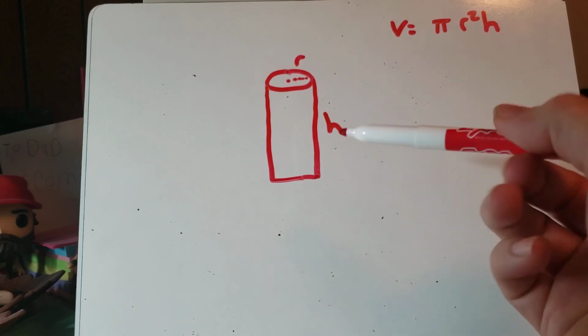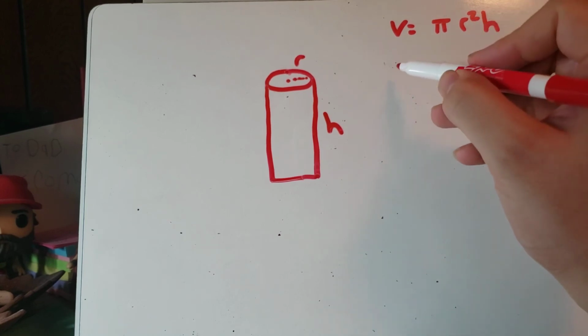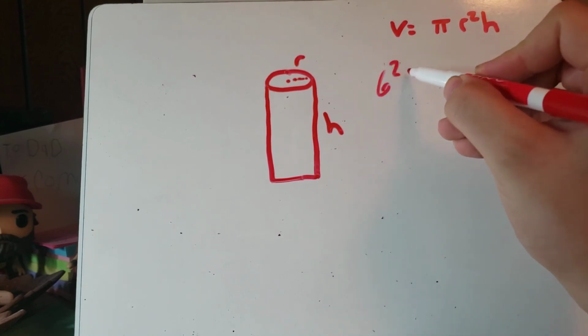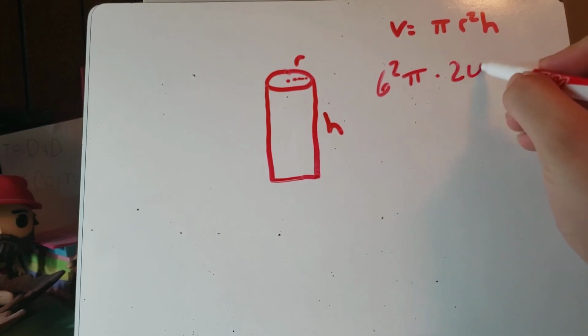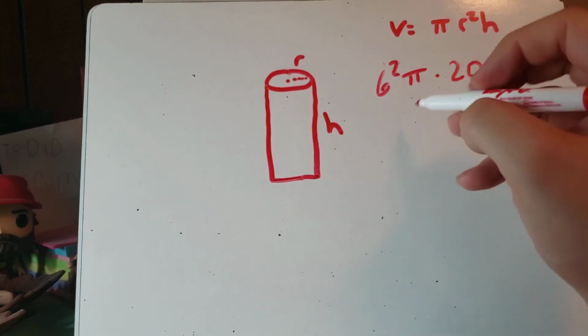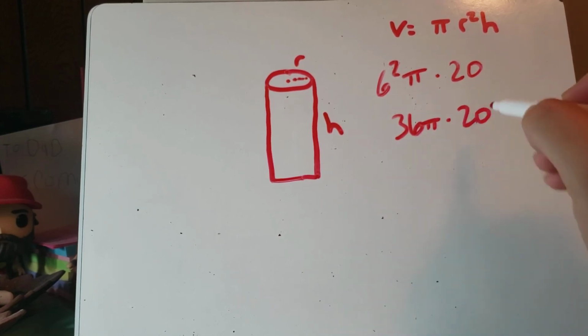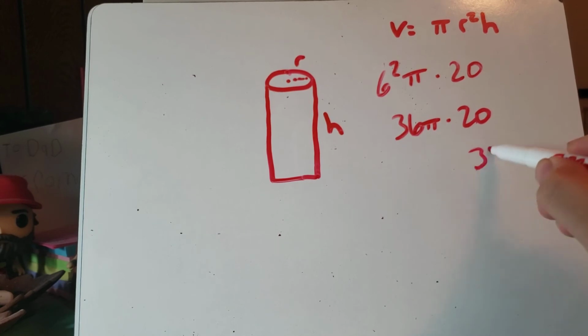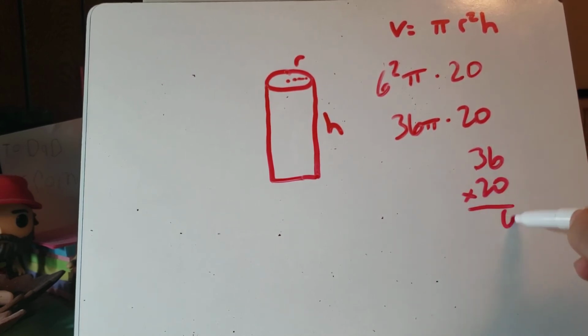So area for a circle is pi r squared. So let's say the radius for this one is 6. So we've got 6 squared times pi, and then times the height. Let's make the height 20. All right, 6 squared is 36. So we've got 36 pi. And then we're going to multiply 36 times 20. We can do that really quick right here. Who needs a calculator when you already know how to do math, right?